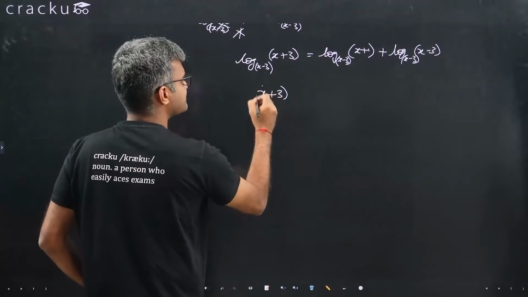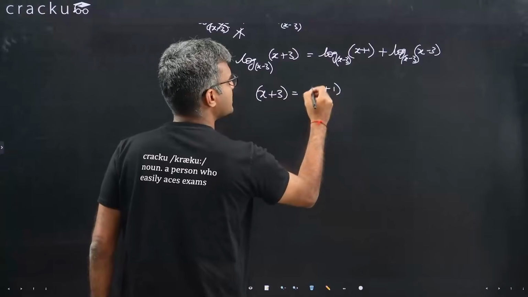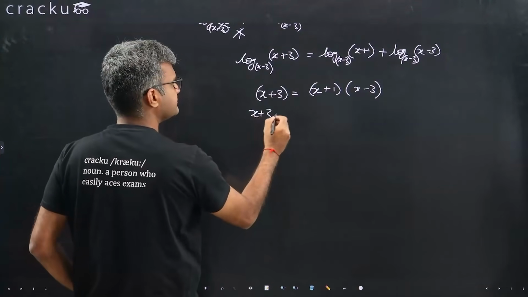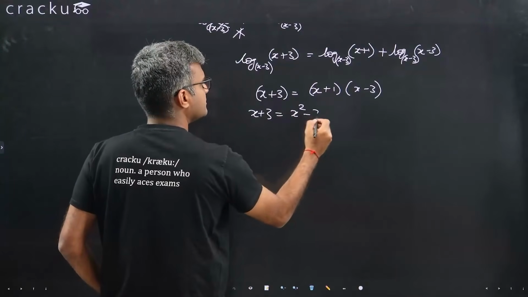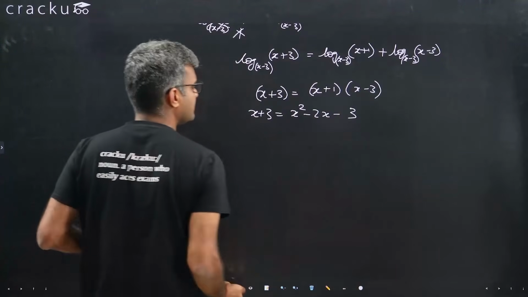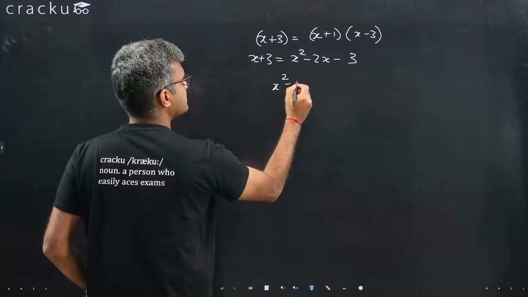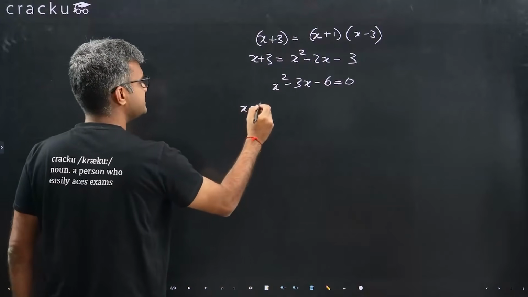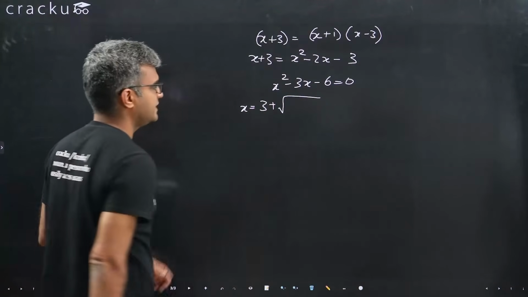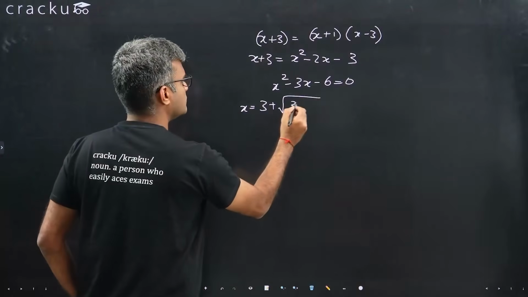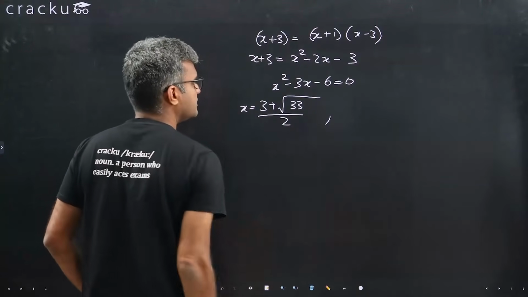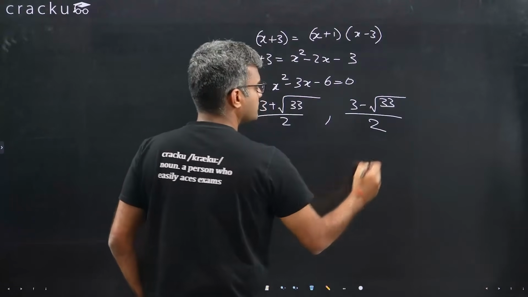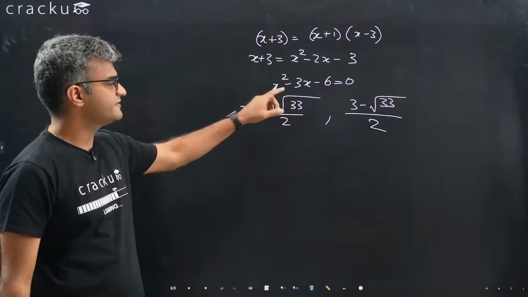The left hand side is x plus 3, the right hand side will be x plus 1 into x minus 3. So x plus 3 is equal to x square minus 2x minus 3. Or the quadratic equation will be x square minus 3x minus 6 is equal to 0. So the value of x is either 3 plus square root of 9 plus 24, that is 33, by 2, or 3 minus square root of 33 divided by 2. Both of these values of x satisfy the given quadratic equation.